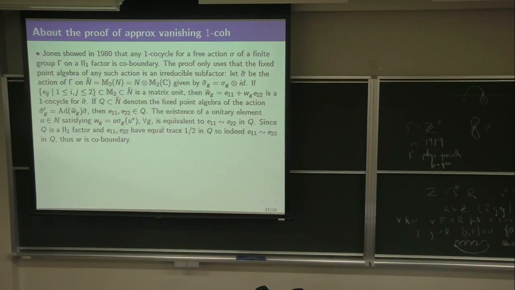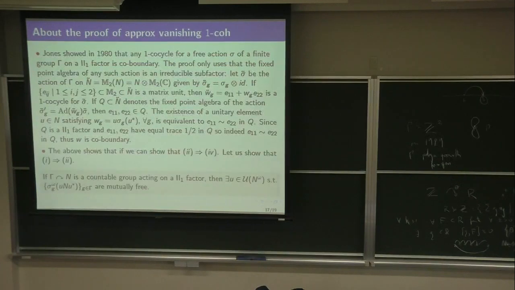Or the fact that you have the existence of a unitary element in N that satisfies this is trivially equivalent, and that is another exercise, to saying that these two projections, E11 and E22, which of course are in the fixed point, right? Also the initial sigma leaves E11 and E22 fixed. So altogether, this sigma prime will leave these fixed. They are in Q, which is a II1 factor. These have trace equal to 1/2 each, so they are conjugate. This is nice.